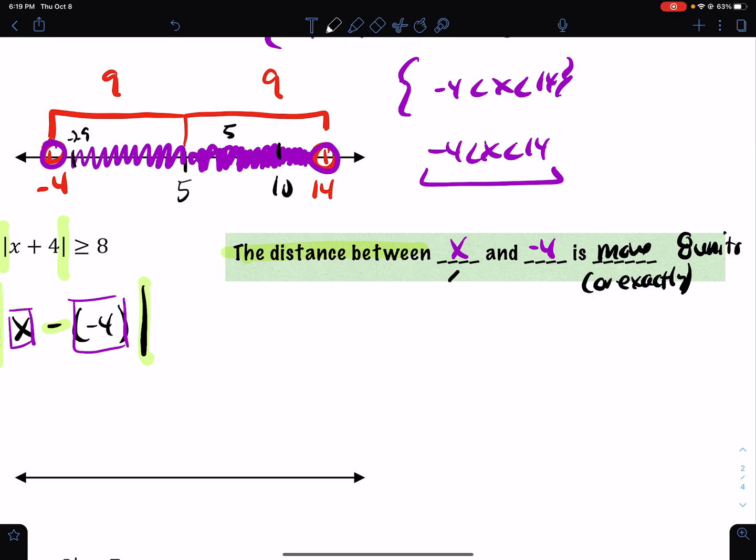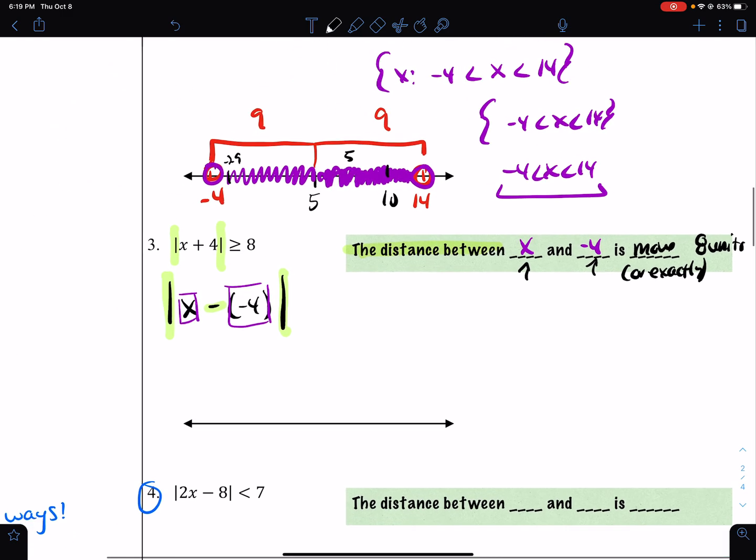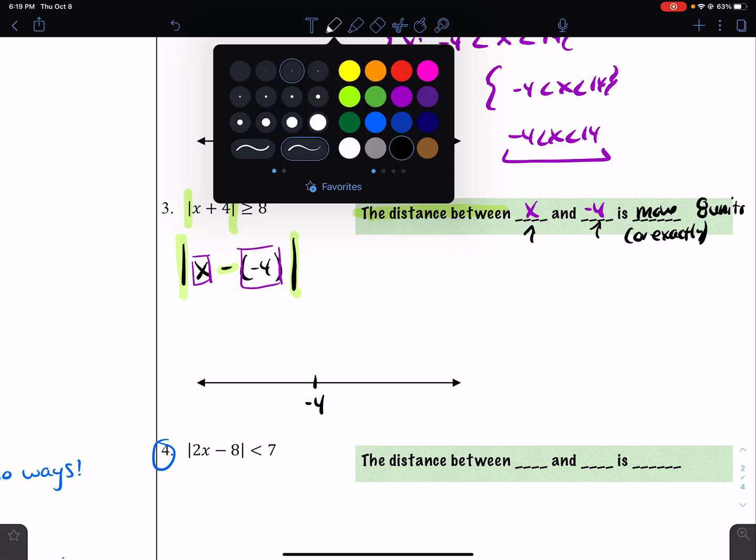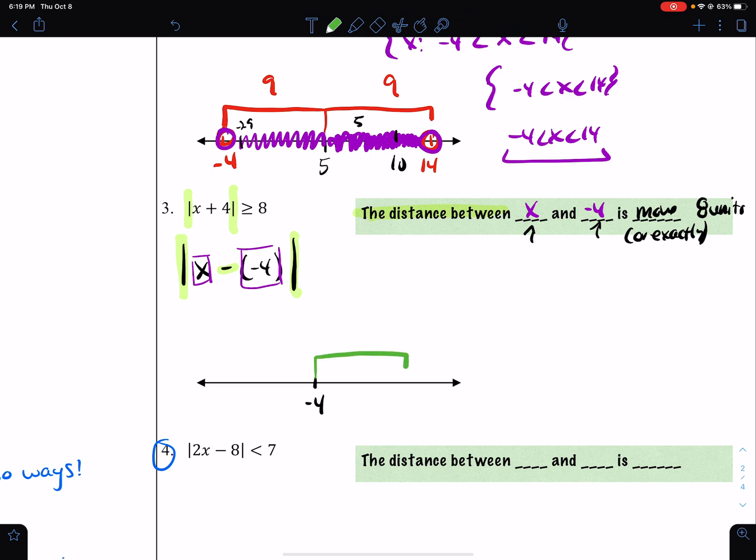Okay, well, if we're looking for x and we're comparing it to -4, I don't know where x is on the number line because I don't know what x is yet, but I do know where -4 is. So if I can place -4 on the number line, I want all the numbers that are 8 away or more. Well, let's try to the right. So if I travel this way 8 units, that would bring me to the number 4. That one does work because it's exactly 8 away.